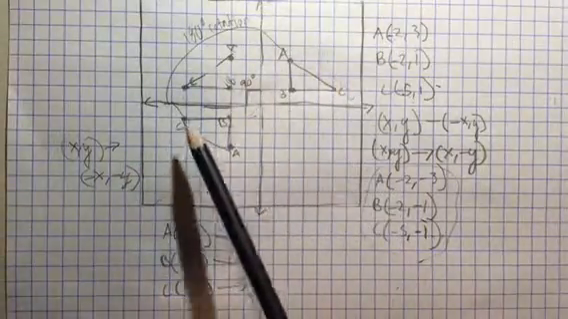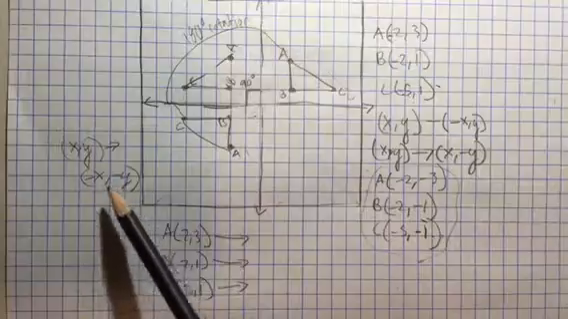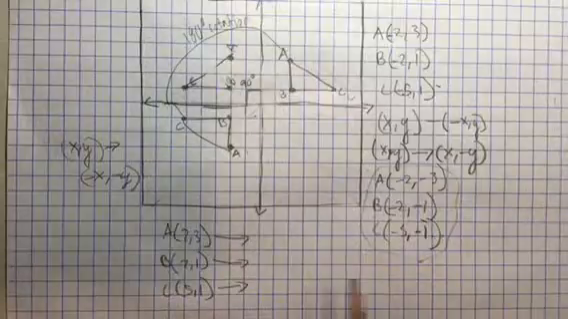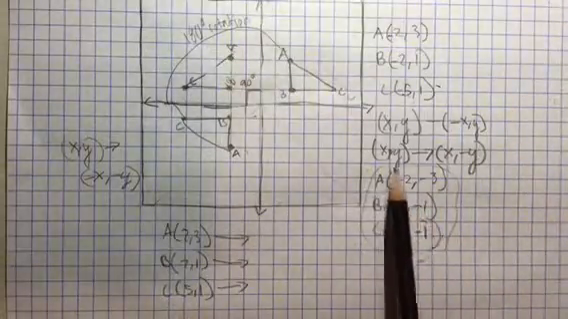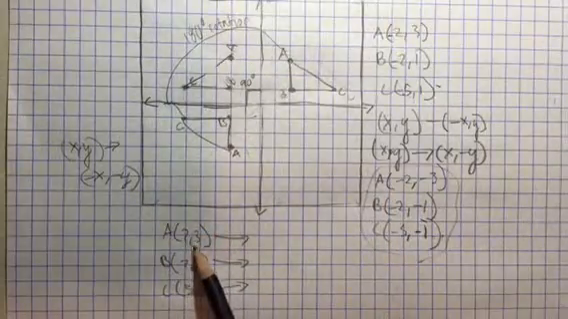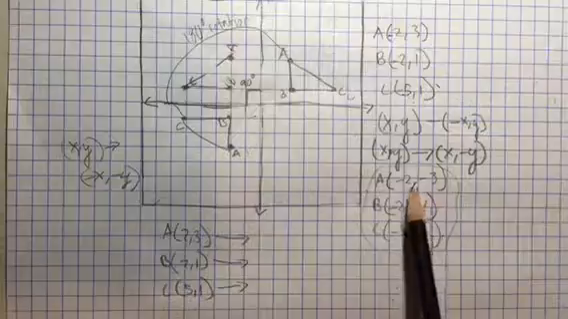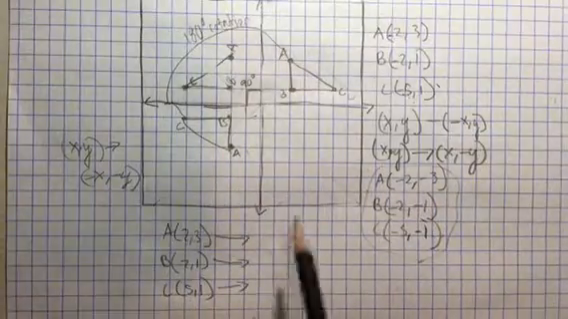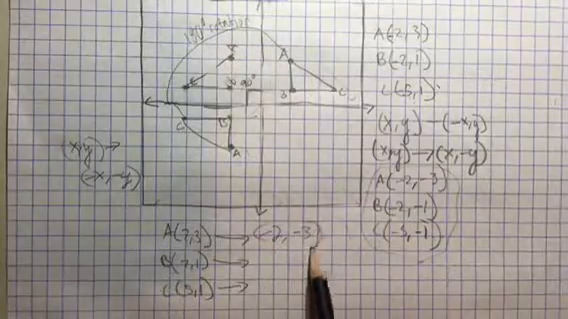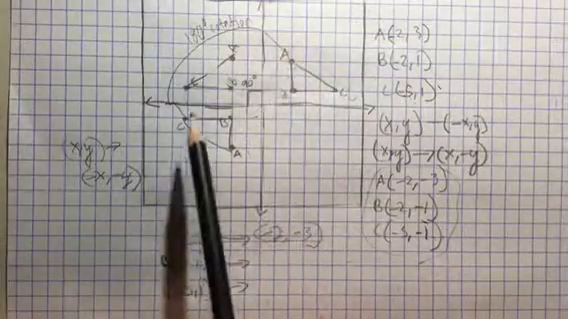So, point C, B, and A have to both have a negative x and a negative y value for this to be true. So let's check and see. A started off in 2, 3. And after the rotation, it's in negative 2, negative 3. So we know that's true. That proves that it was a 180 rotation.